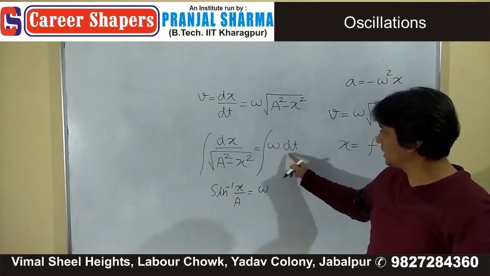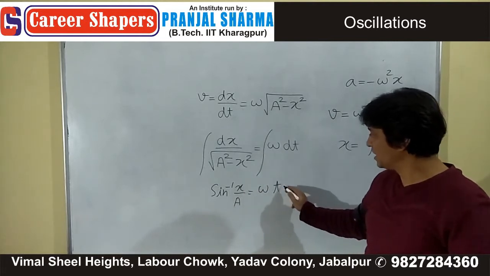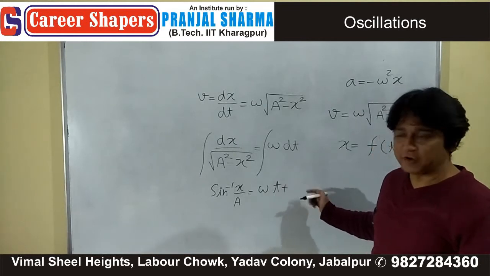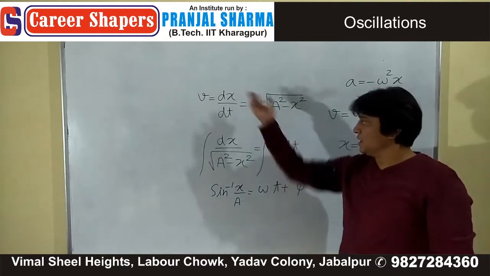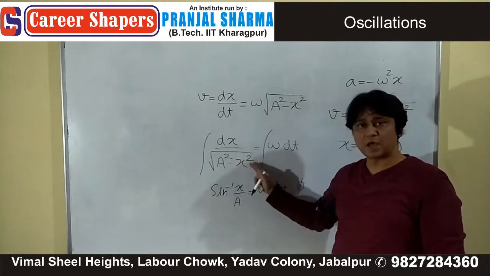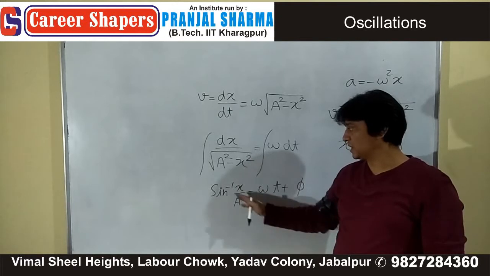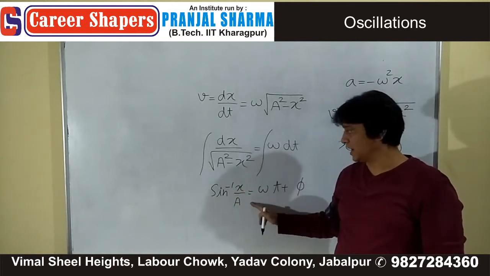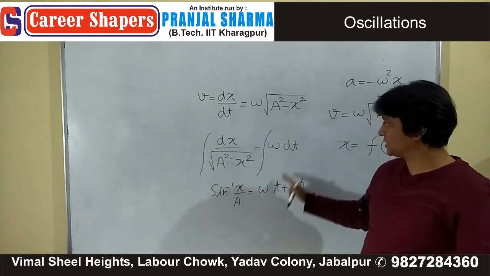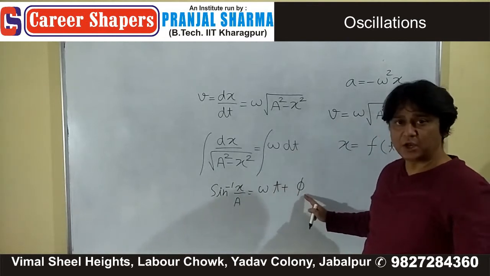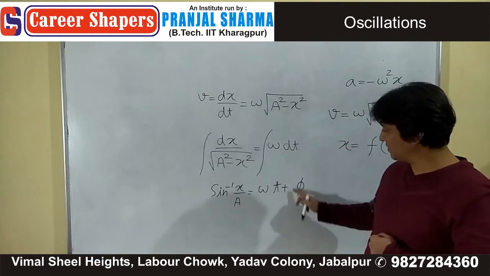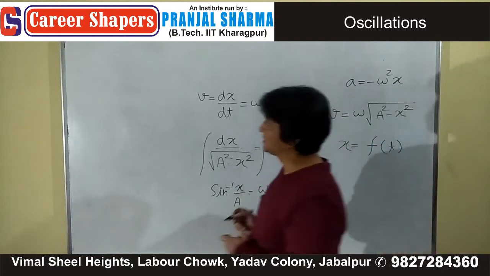Omega is constant. Integration of dt is t plus constant of integration, which is phi. Integration of dx upon root over a square minus x square is sine inverse x upon a. Instead of taking c, we have taken phi. Why? You will understand it.